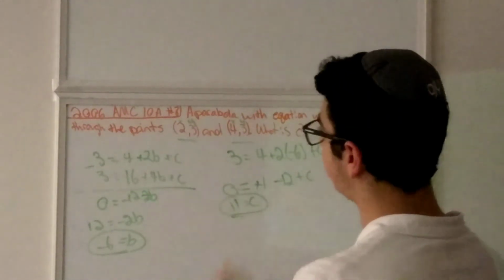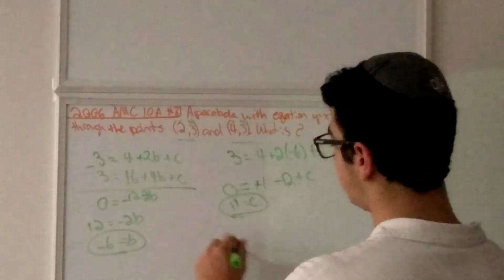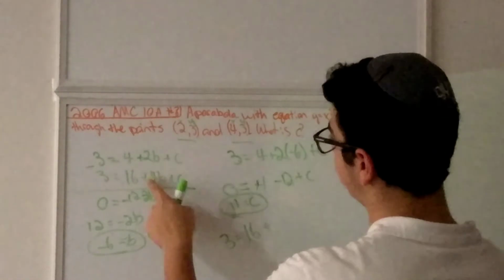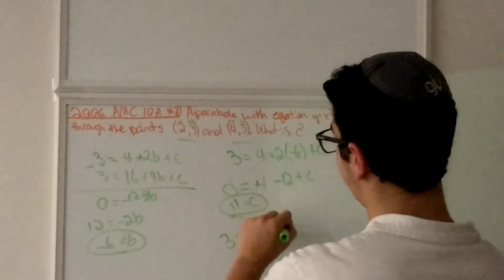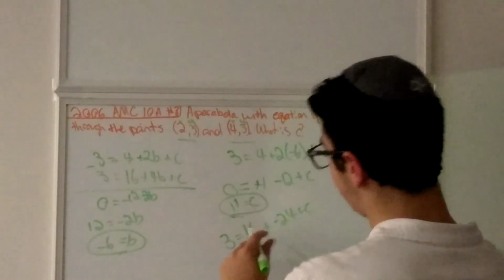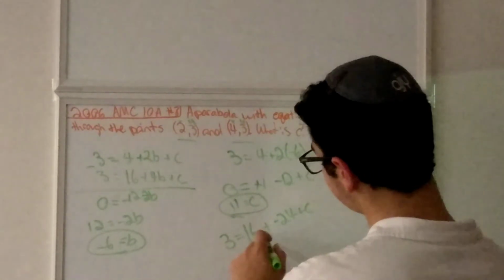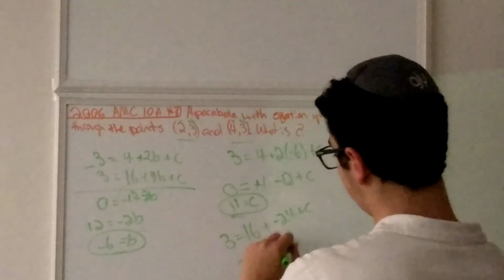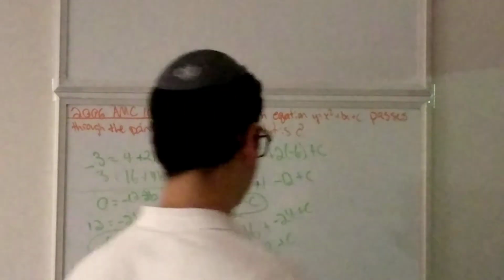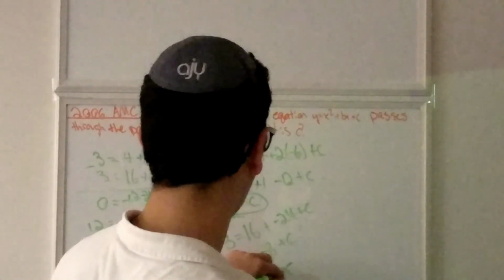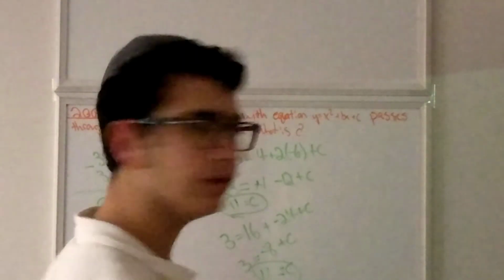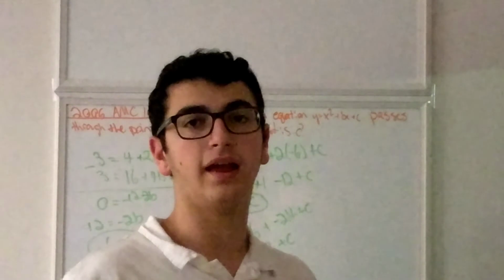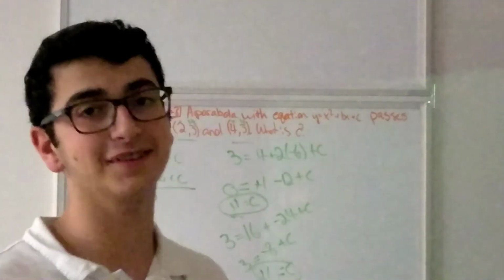And now, if you don't believe that, I can plug it in for the second equation. 3 is equal to 16 plus 4b, that's going to be 4 times minus 6, minus 24 plus c. That right there, that's equal to minus 8. So 3 equals minus 8 plus c. That means that if I add 8 to both sides, I am left with c equals 11. So I just checked it on both equations to make sure that I didn't end up with the wrong answer. And I ended up with the same value for c, which means that that is the value for c.